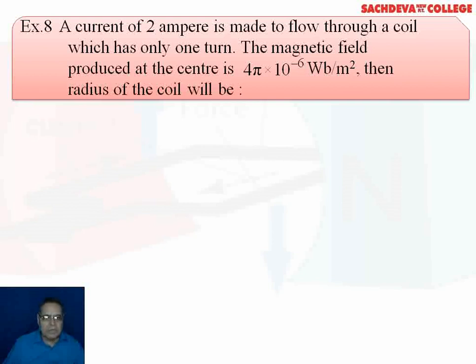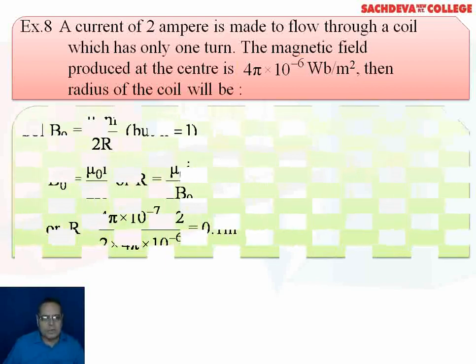Now, a current of 2 amperes is made to flow through a coil which has only one turn. The magnetic field produced at the center is 4 pi 10 to the power minus 6 Weber per meter square. You will remember that Weber per meter square is equivalent to 1 Tesla. Then the radius of the coil will be how much?